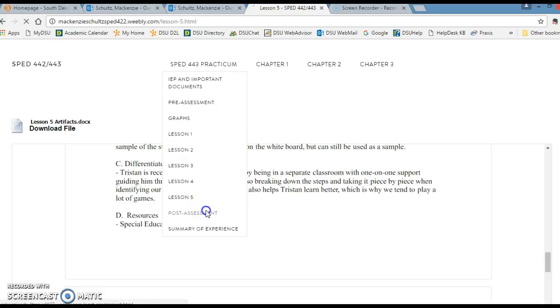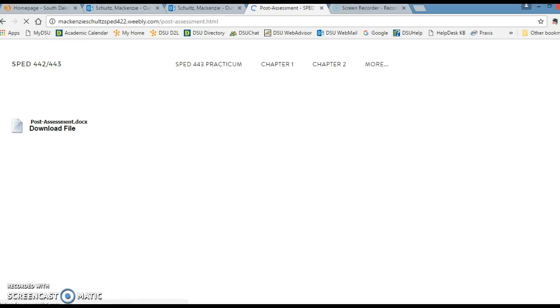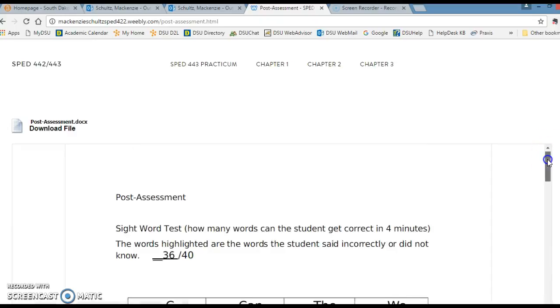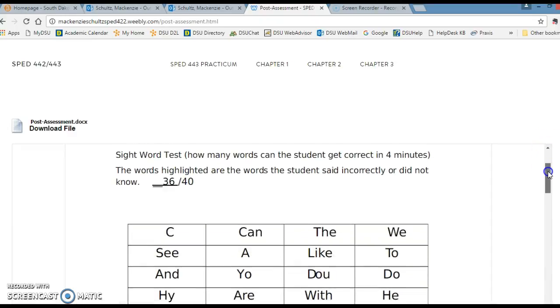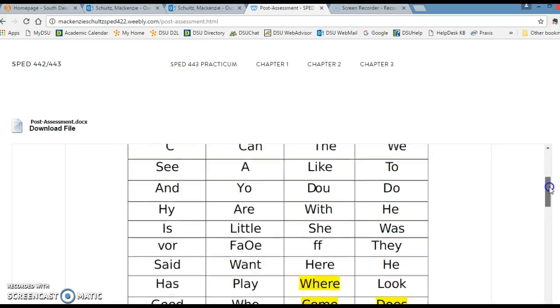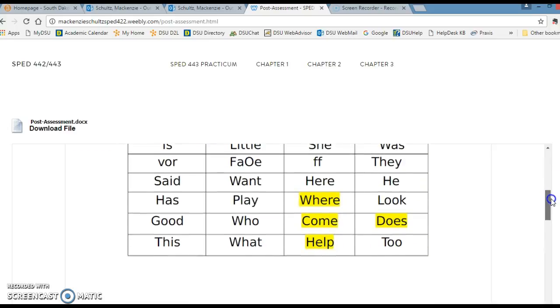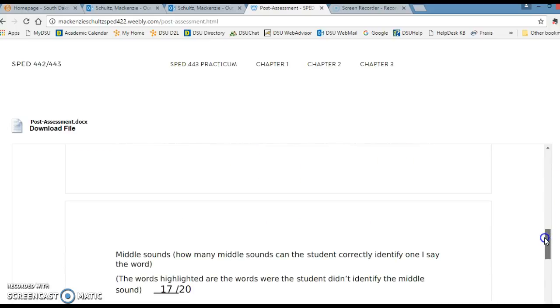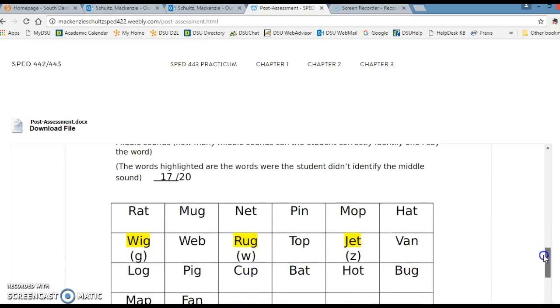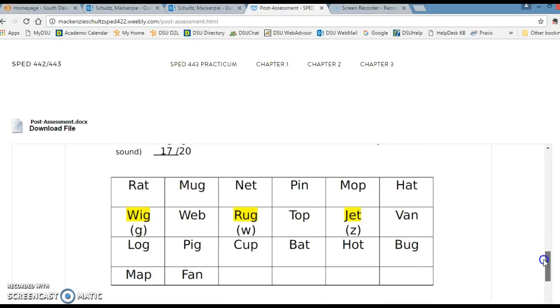And then my post assessment. What I learned in my post assessment is that we made awesome progress. We got 36 out of 40 of our sight words correct. There are still 4 that we didn't, which are highlighted. And then we come down here and we got 17 out of 20 of our middle sounds, which is awesome. And the ones we still got wrong are the ones highlighted. And then these are just what he said instead of the actual one in the middle.